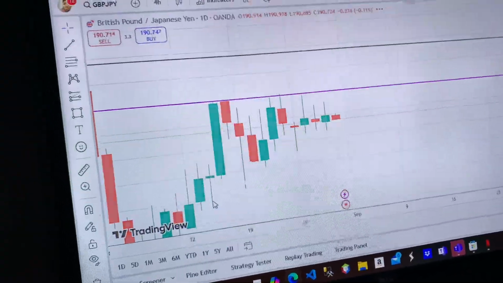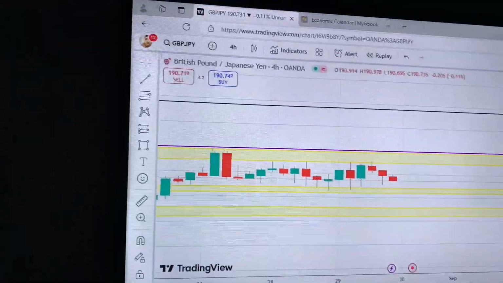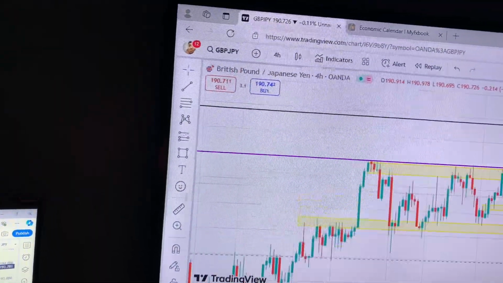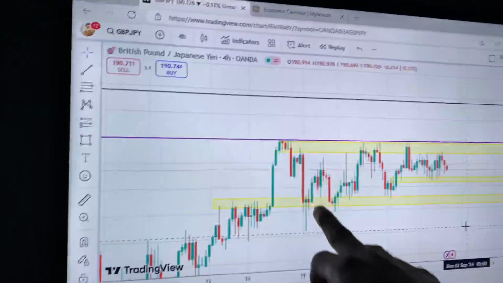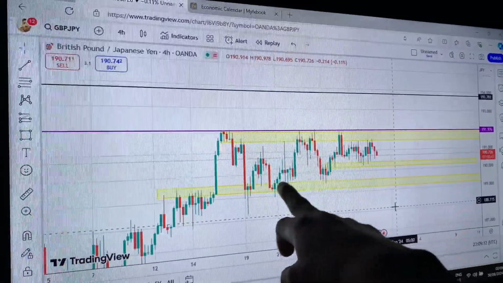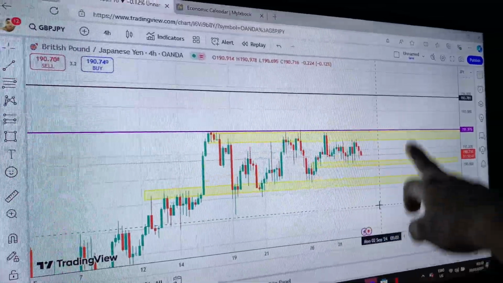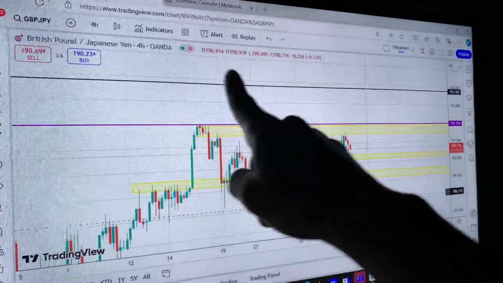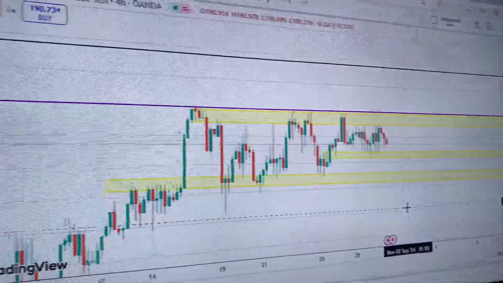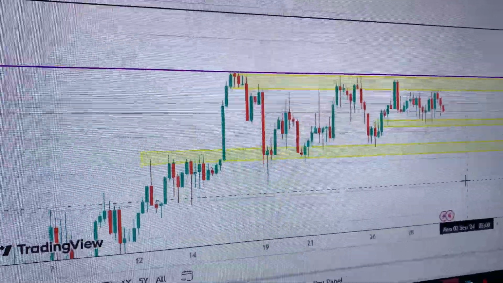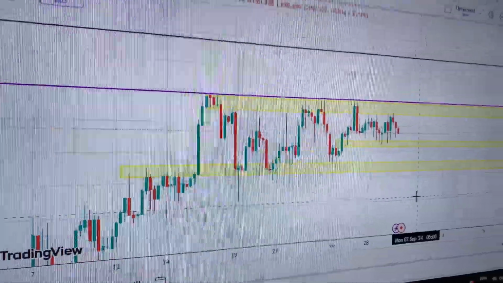So I still went to my 4 hours to see what price is doing. As you can see, price has been ranging. Price has been ranging. You see, up, down, A, B, just the way I showed you in one of my videos. This type of market is called a ranging market.